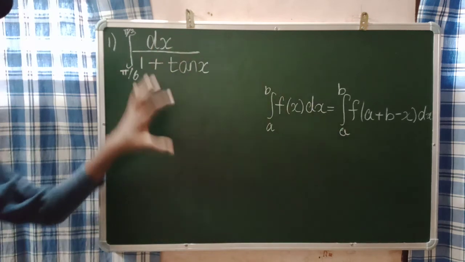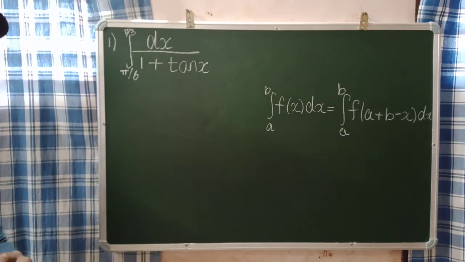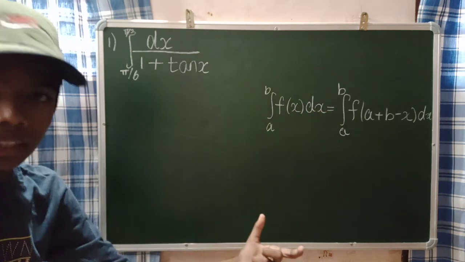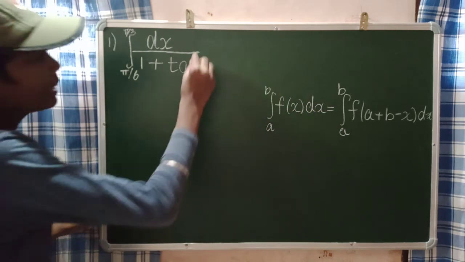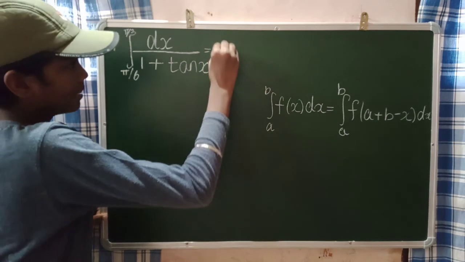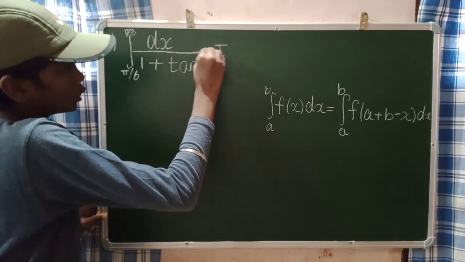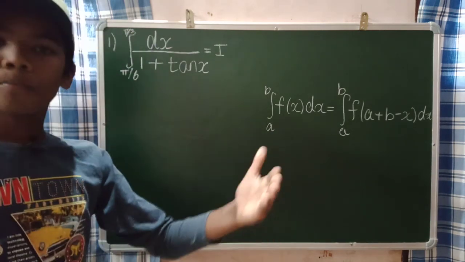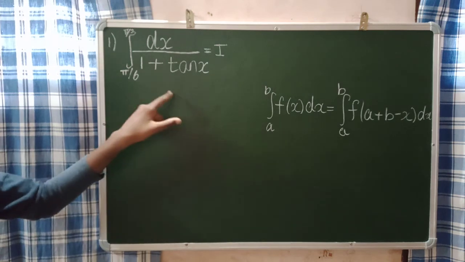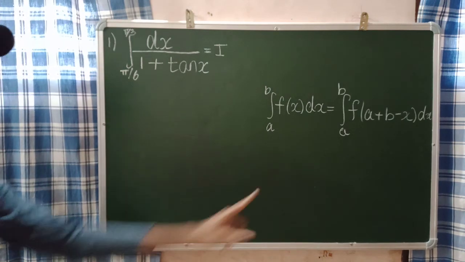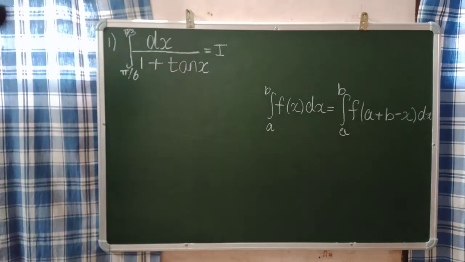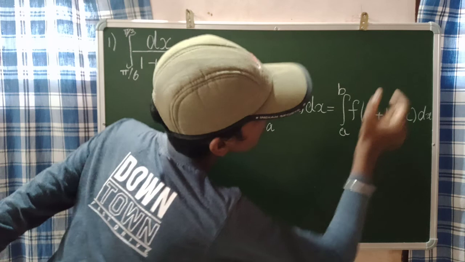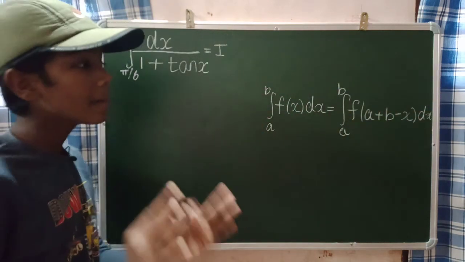And that is something I am going to apply to this integral and find the value of it by evaluating it. So how will I be using this King's rule? Before using King's rule, let me take this integral as I, so that it will be helpful for further purposes. Now I am going to use your King's rule. When I use King's rule, I need to find the value of f of a plus b minus x dx.